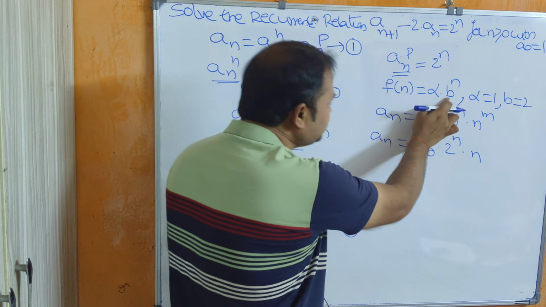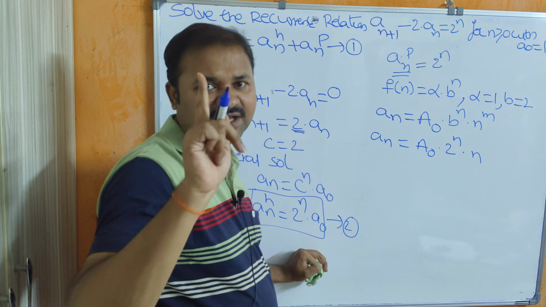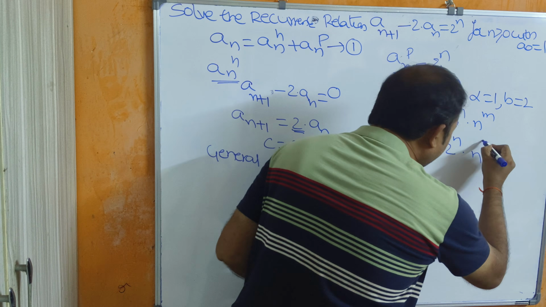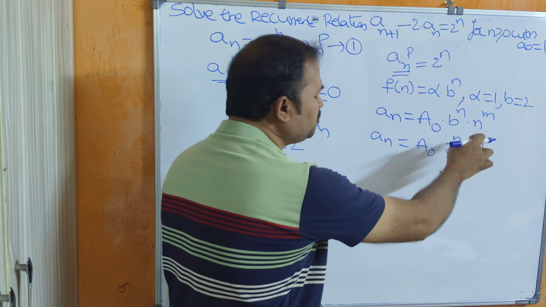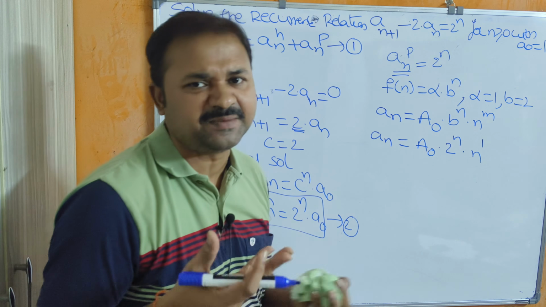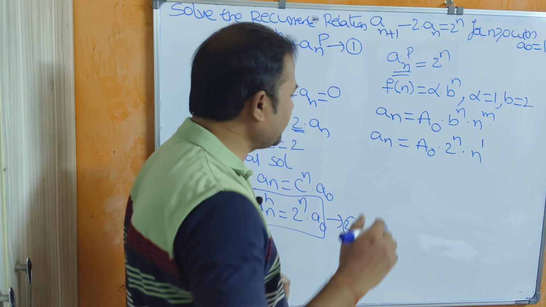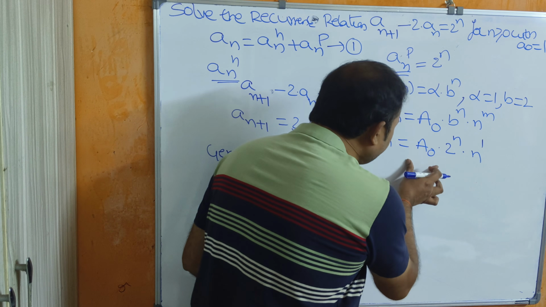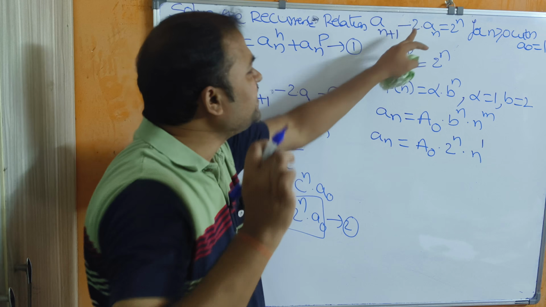So how many times is this b present in the characteristic root? Only one time. So n power 1. So a naught into 2 power n into n power 1 is nothing but n. So this is a_n value.